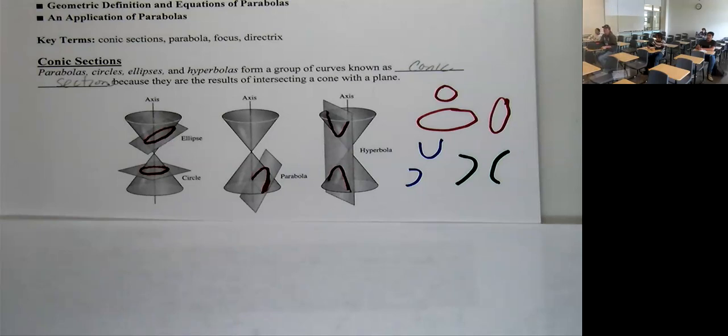This is me not trying to draw it by hand, but everybody else is. So the conic sections come from slicing into cones like that. I'll give you another minute.